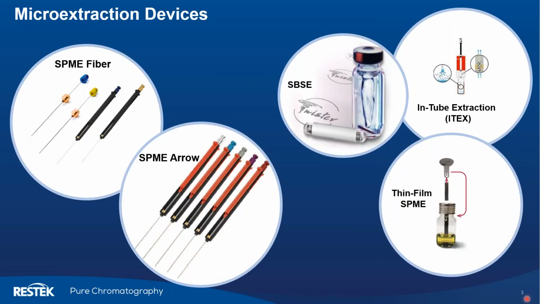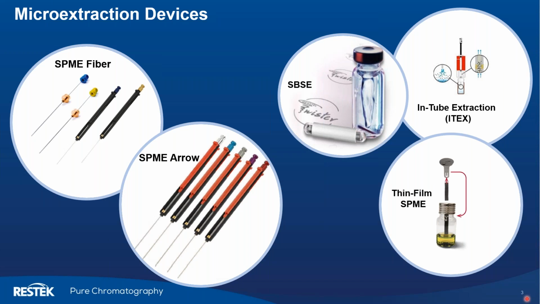So first, let's start out by looking at the different microextraction devices that exist in the marketplace. There's stir-bar sorptive extraction, ITEX or in-tube extraction, and then thin film SPME, along with both the traditional SPME fibers as well as the SPME arrows. Now, all these devices can really help you mitigate matrix effect or maybe improve the sensitivity of your analytes by offering that much better selectivity.